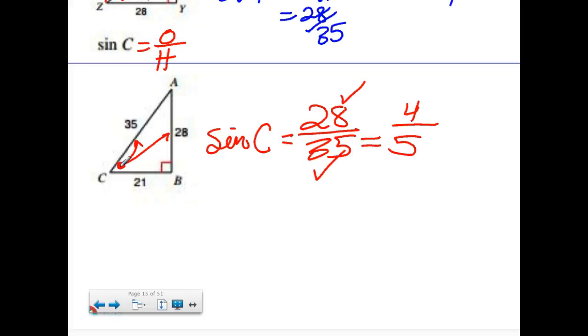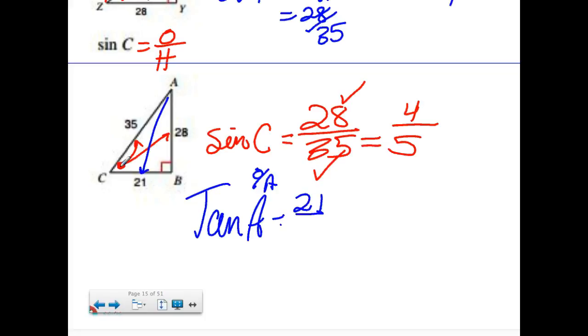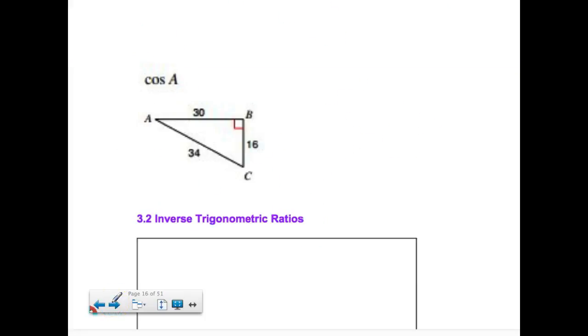Let's do tangent of A. All right, tangent of A, TOA, SOHCAHTOA, would be opposite angle A over adjacent. You might say, well, both of these are adjacent. They are, but the hypotenuse gets first dibs. So the side across from the right angle always has to be called the hypotenuse. And then I would reduce that fraction. So let's move on and see what we've got going here next.